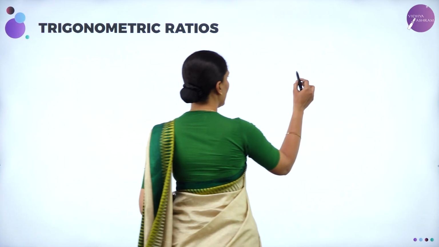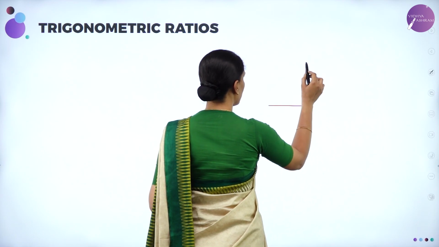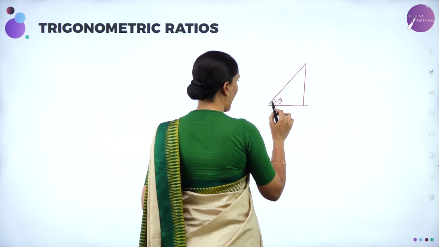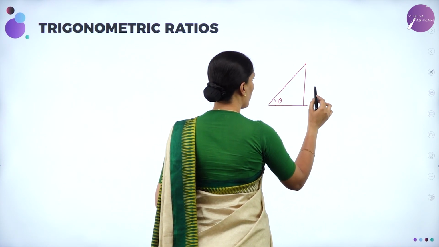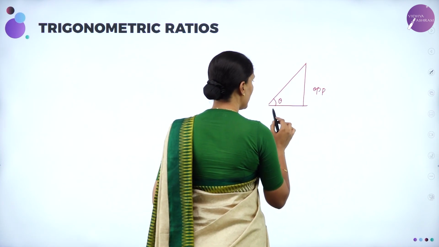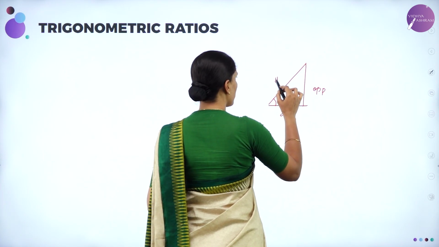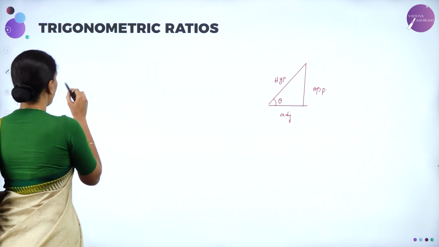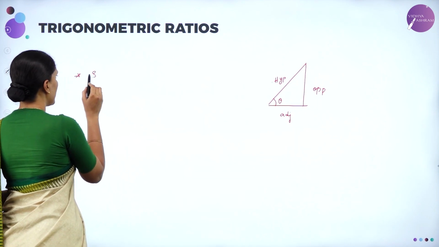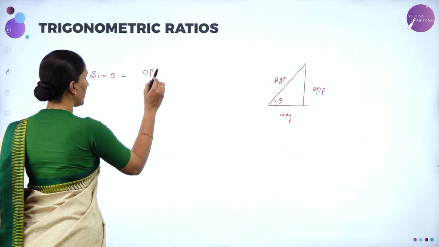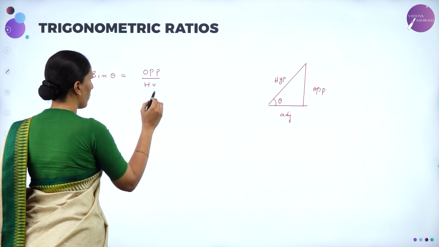Now consider a right angle triangle here. So let this be an angle theta. So for an angle theta, this is said to be the opposite side. And this is the adjacent side, this is the hypotenuse. So the first trigonometric ratio is sine theta. Sine theta is always the ratio between the opposite side and the hypotenuse.